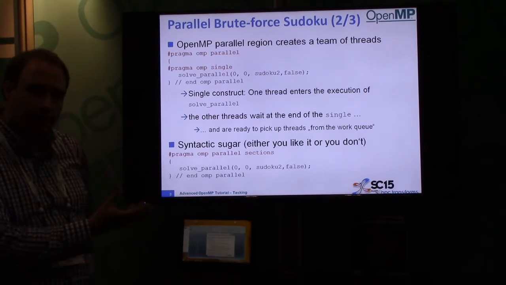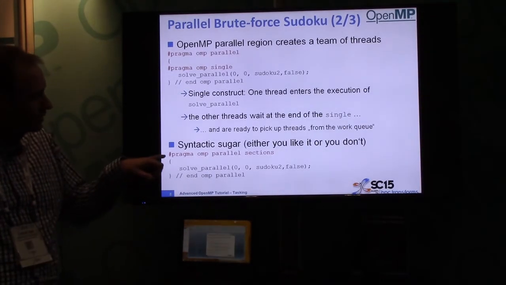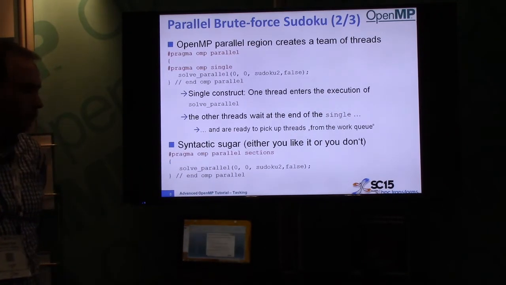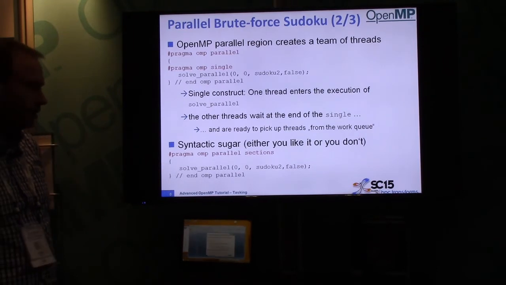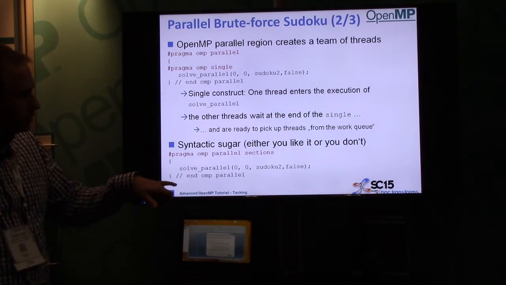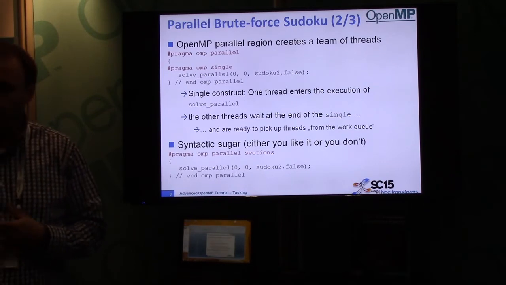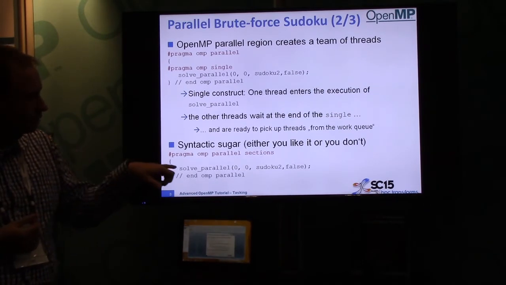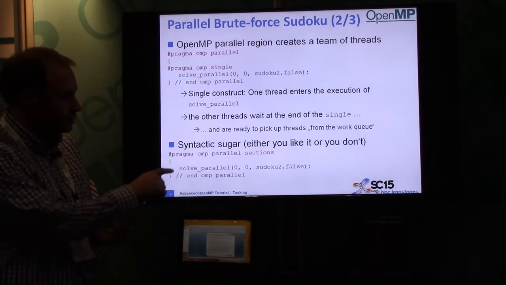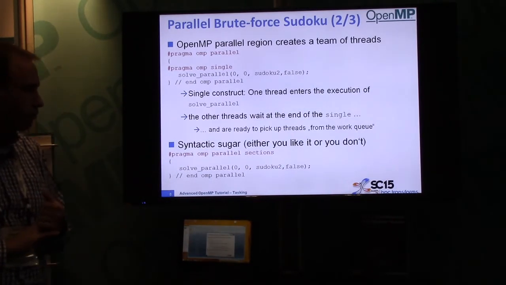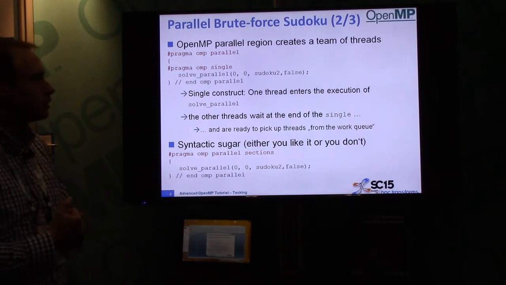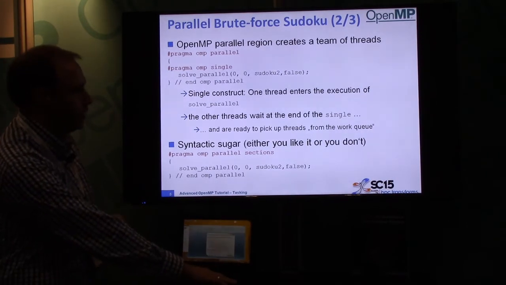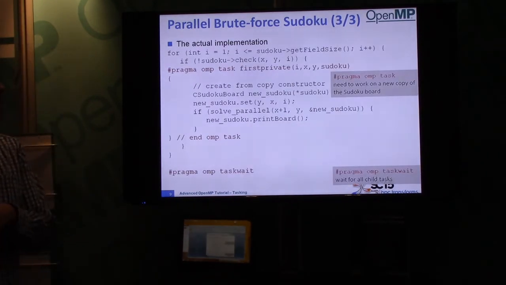What you will also find in some OpenMP tasking benchmarks is something like the following: OpenMP parallel sections. That's syntactic sugar. Sections is a very static construct, and all the sections that follow here are executed by individual threads. Here in this very simple example, we have only one thread, and that means one thread will start the execution with solve parallel, the others will jump around. And that's basically equivalent to the parallel single, but parallel and single are not constructs that can be combined.